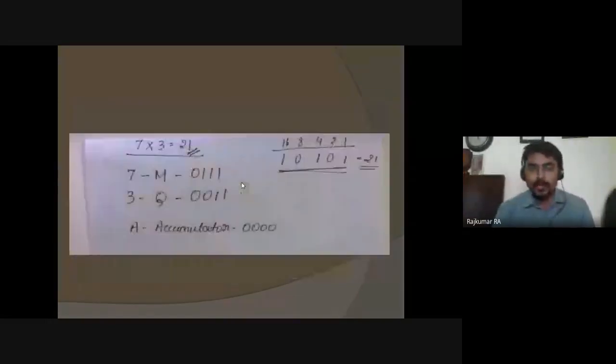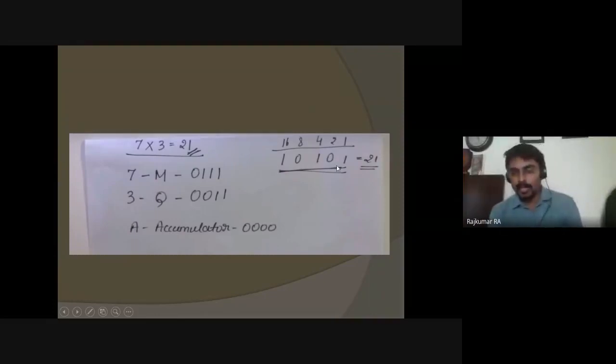So this is the value of 7 into 3 equal to 21. 7 is M, that's called the multiplicand, and 3 is Q, the quotient. 0111 is the value for 7, and 0011 for 3. Now by default you take A, that's called the accumulator. Initially the accumulator value will be 0. Normally we know that 7 into 3 is 21, and the binary value of that is this.